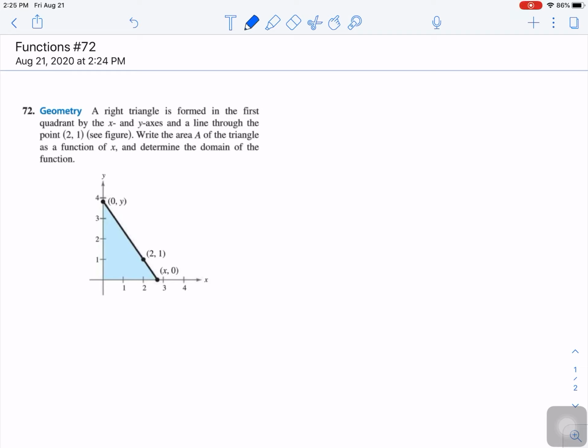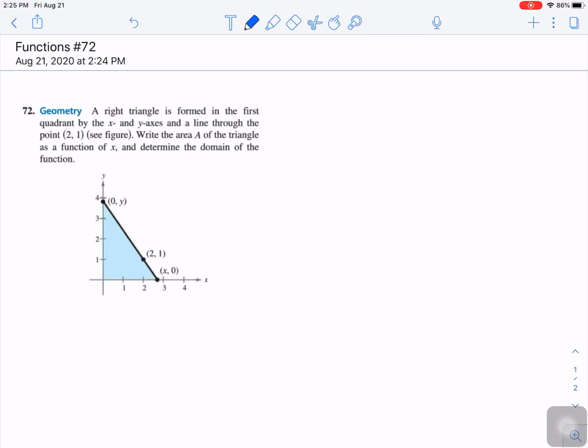I was just asked by third period if I would make a video for this problem number 72. This is a good problem. What I would encourage you to do is look through it, start thinking about it first before you watch the whole video. Or if you get to a part where you're like, oh, pause the video, see what you can do on your own, and then come back and watch the rest of it.